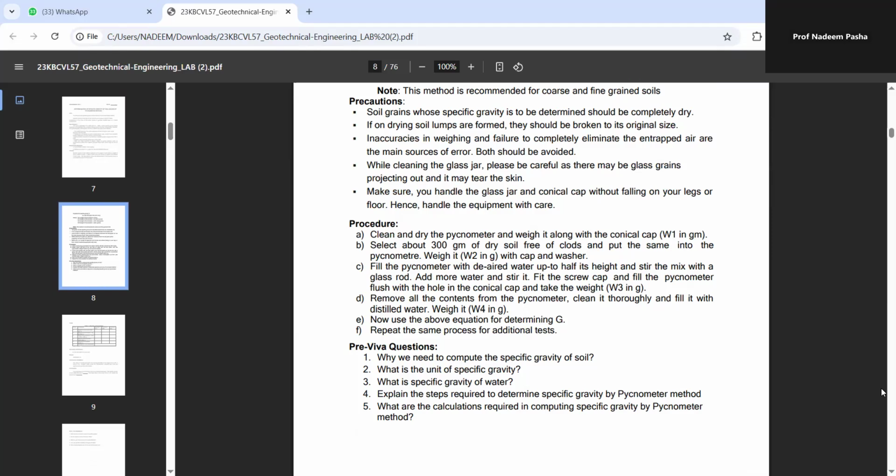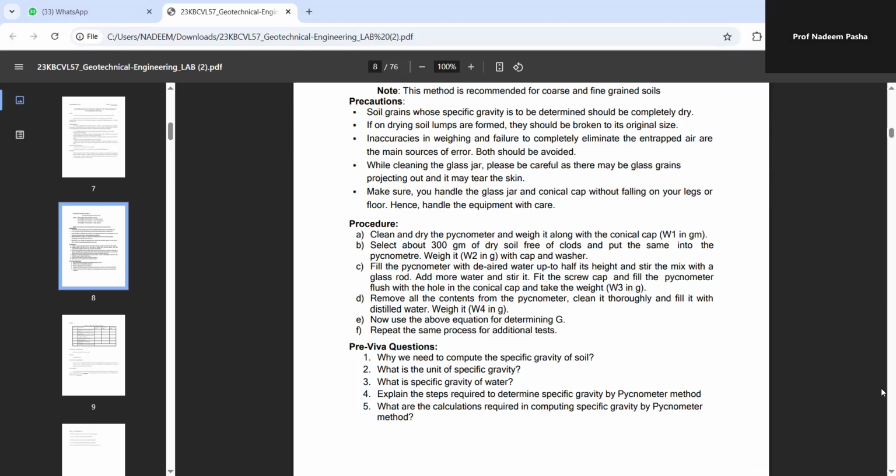While cleaning the glass jar, please be careful as there may be glass grains projecting out and it may tear the skin. Generally, it will not happen. Make sure you handle the glass jar and conical cap without dropping them on your legs or the floor. Hence, handle the equipment with care. It is a precaution. Prevention is better than cure.